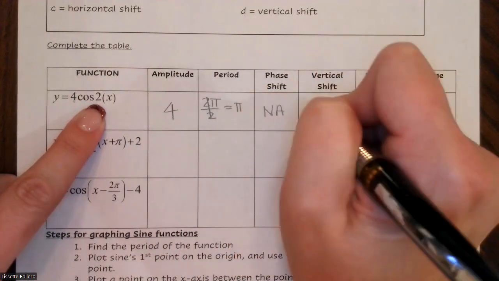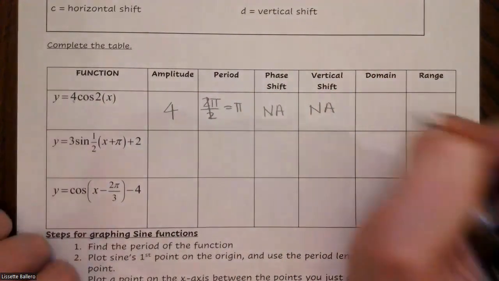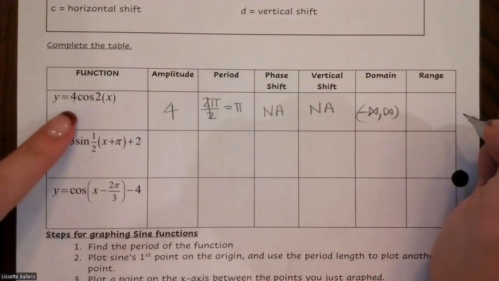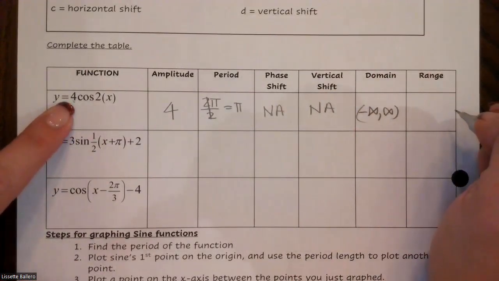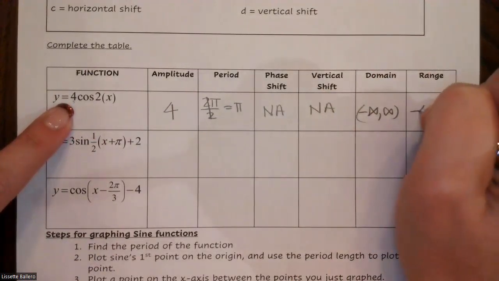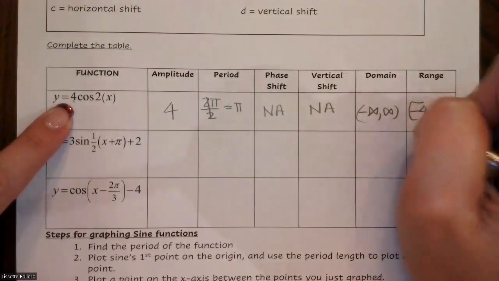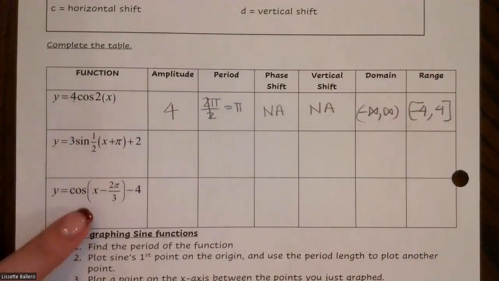There is no phase shift, no vertical shift. My domain is all real numbers, -infinity to infinity. And for the range, it is going to go 4 up from the center and 4 down, we said. So the smallest point is going to be at -4. The biggest is going to be at +4. I'll do one more with you guys, and then you guys should try one.